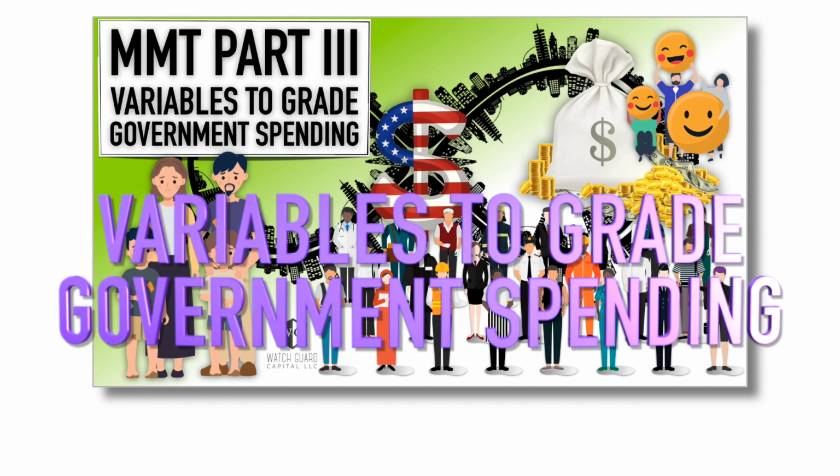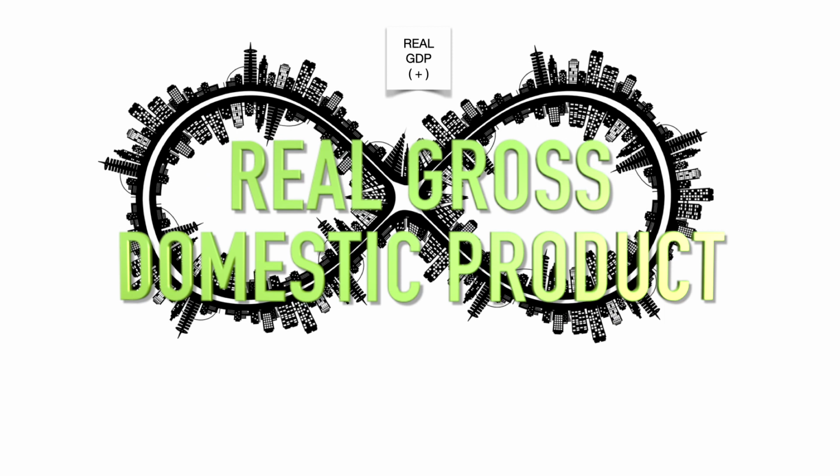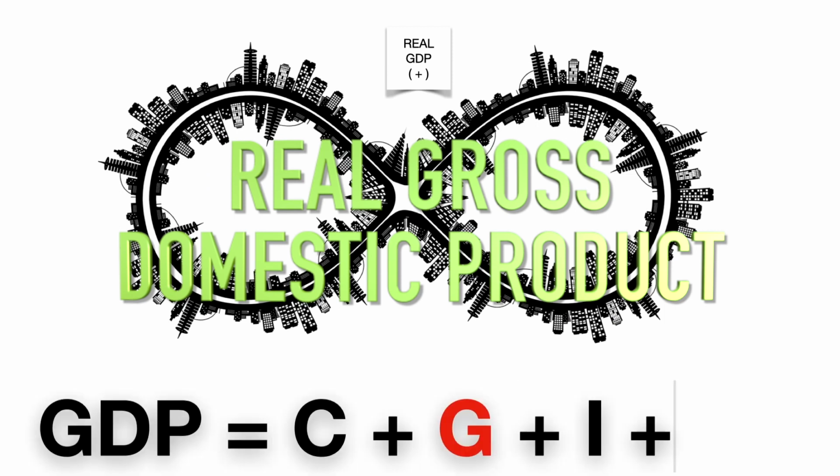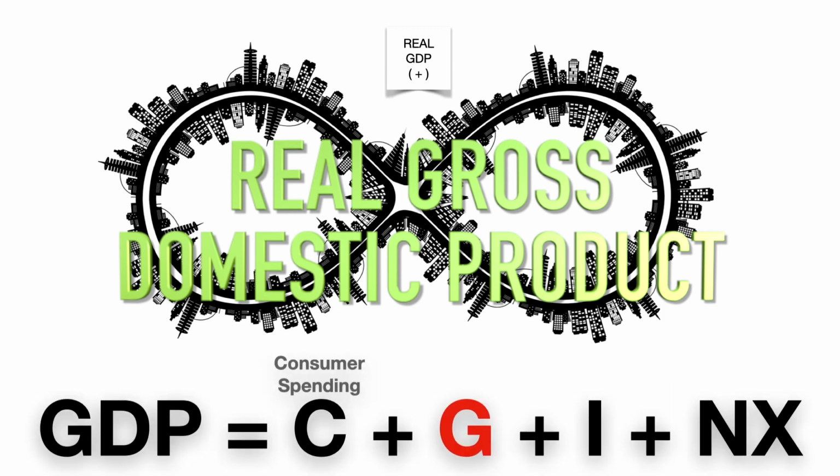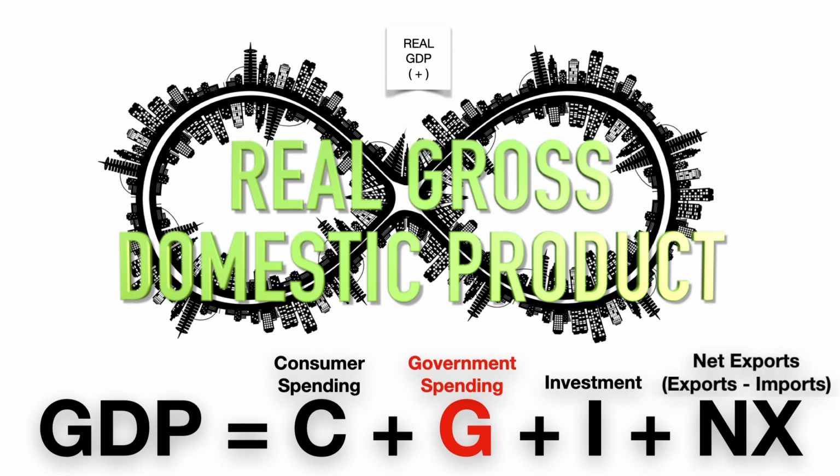Let's start with what should be the easiest variable for everyone to agree upon, real GDP, or real gross domestic product, which is the total value of goods and services produced in the United States and is found by adding C, G, I, and NX, where C is total private consumer spending, G is total government spending, I is a country's investment on capital, inventories, and housing, and NX is net exports, or a country's total exports minus their total imports. If we increased any of these components, we automatically increase GDP by default.